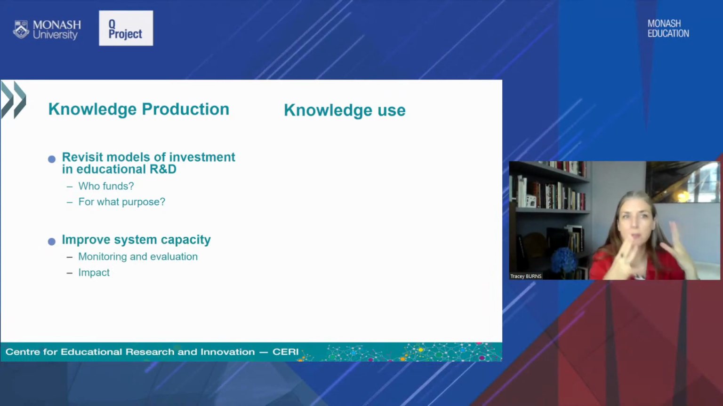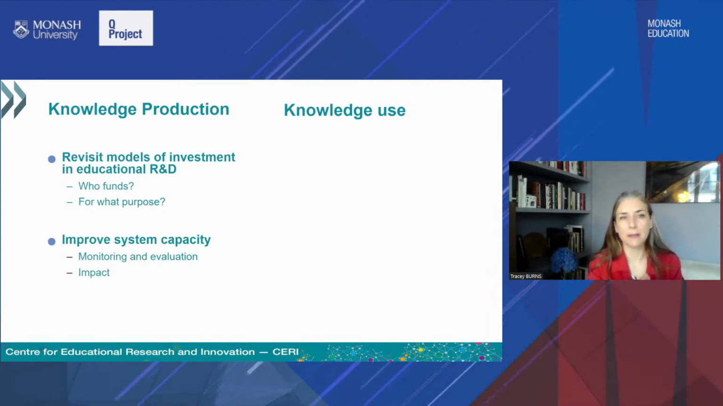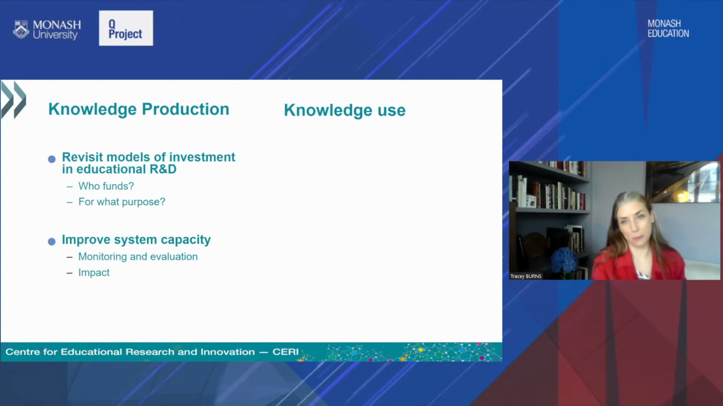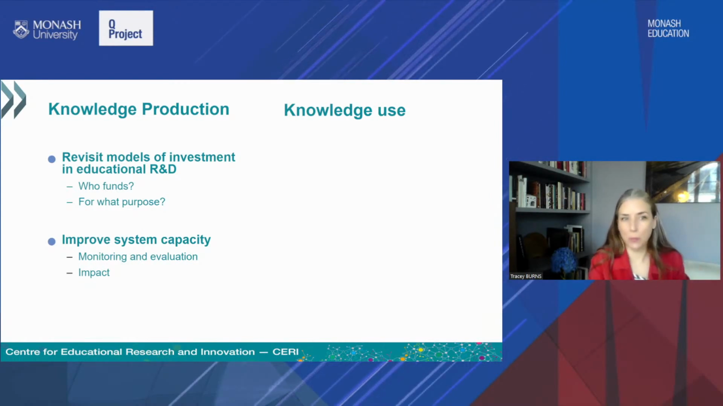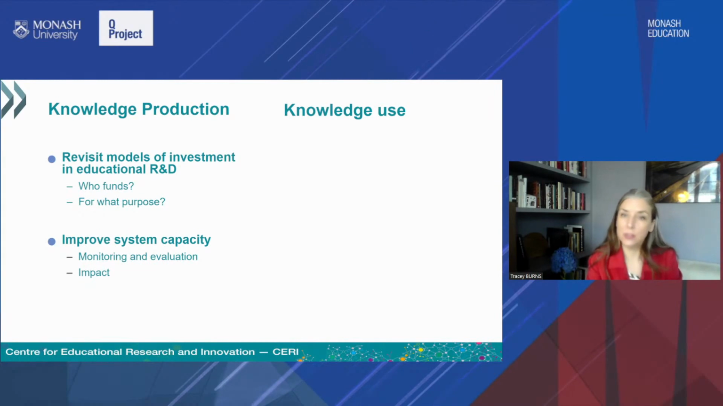Secondly, on the research side, can we improve the capacity? Can we make sure that it's usable? Can we make sure that it's relevant? Can we make sure that it has an impact? Because it's very nice to make all kinds of applicable research, but we need to make sure it's actually usable by the people it's intended for.